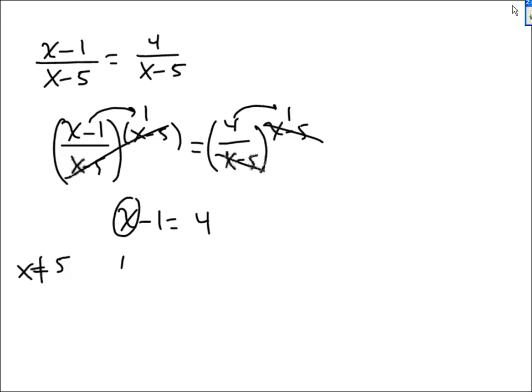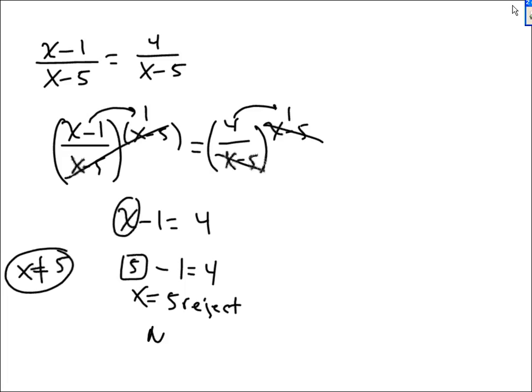And you all know what goes in that box. It's 5. x equals 5. But we can't allow x equals 5. So we reject this answer, and since it was the only answer, there's no solution.